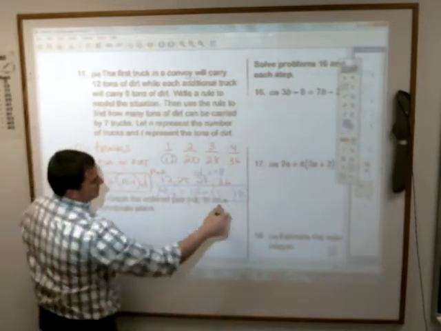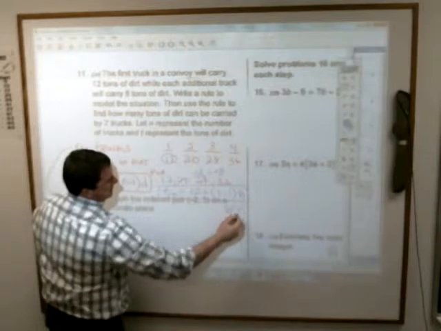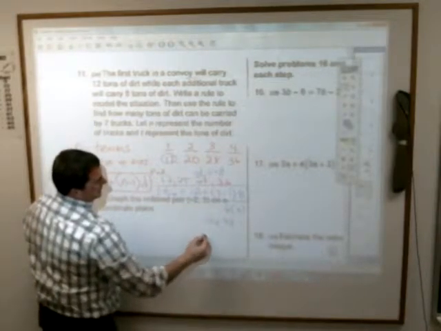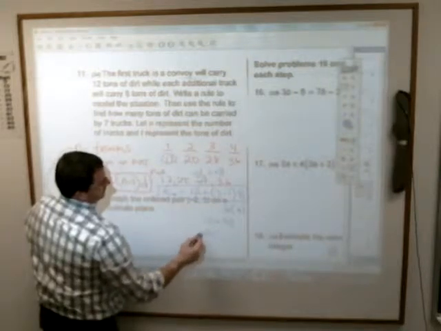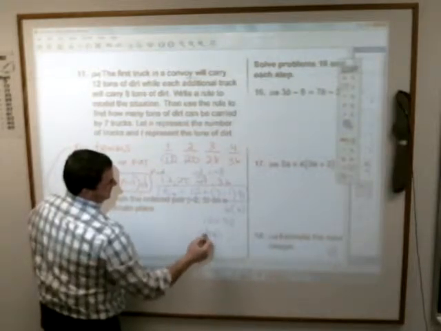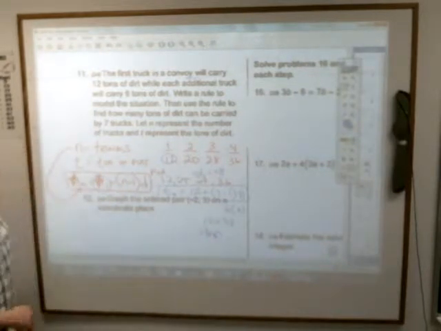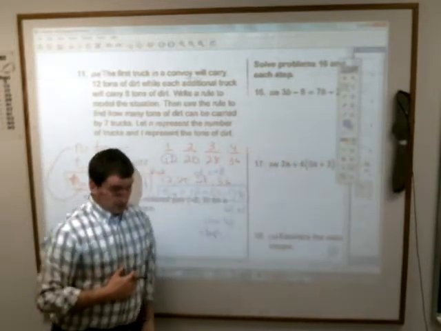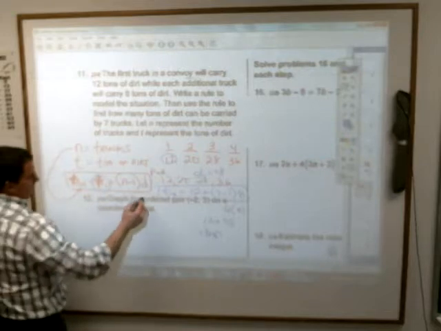So 7 minus 1 is 6. 6 times 8 is 48. 12 plus 48 is 60. The 7th truck should give you 60 tons. So there's really no reason you should get the problem wrong, because you could just keep going till you got there. But they're asking for this formula.